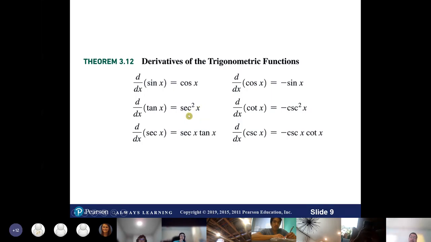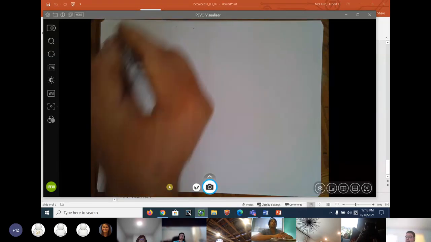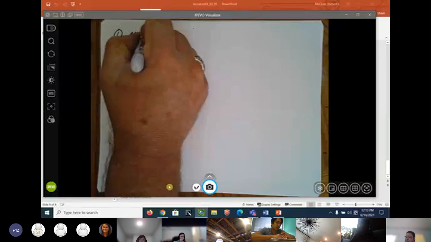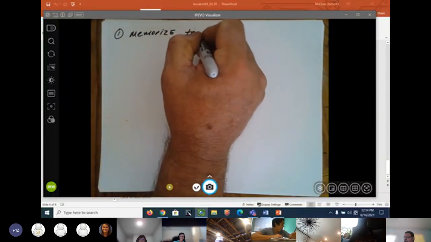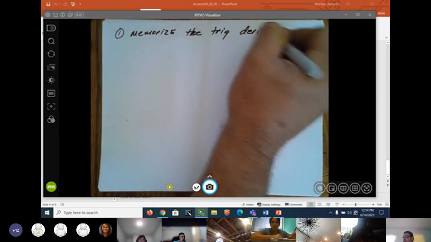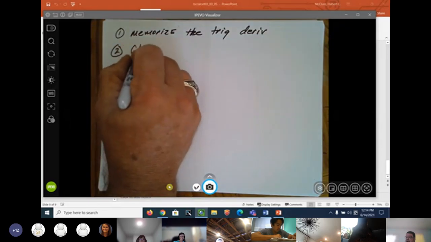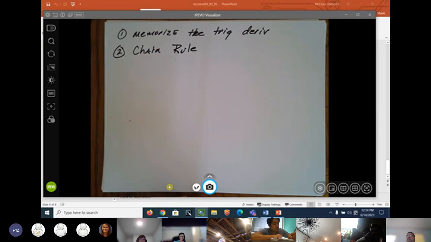Now, you don't have to do much. All you have to do when you're talking about these type problems is, one, you have to memorize what I just gave you. You need to memorize the trig derivatives. And two, remember the chain rule. Okay, that's the two things that you got to do for trig differentiation.